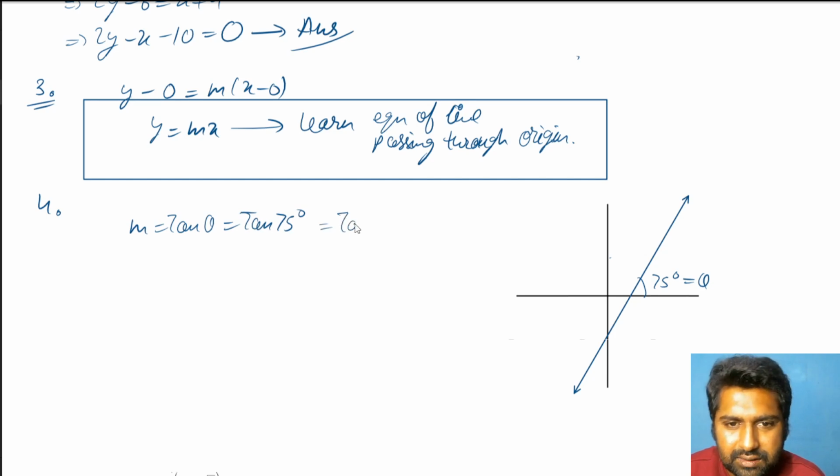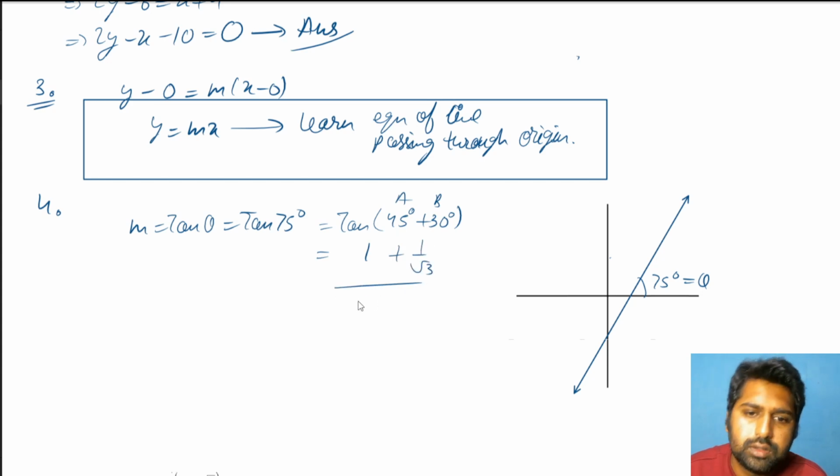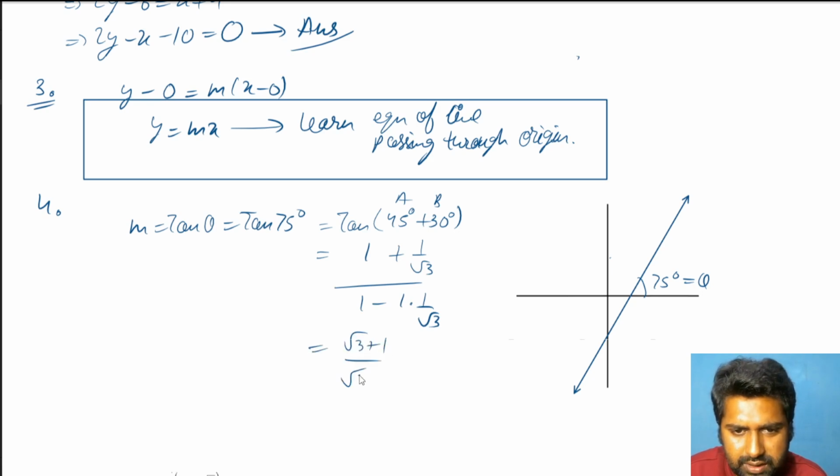You can use tan(a plus b), or if you know sin 75 and cos 75, you can use that also. So tan 75, if somebody wants to solve it, he or she can use tan(a plus b). So tan a, that is 1, tan b, that is 1 by root 3, upon 1 minus tan a tan b. So 1 into 1 by root 3. I've used the property of tan(a plus b). So that's root 3 plus 1 upon root 3 minus 1.